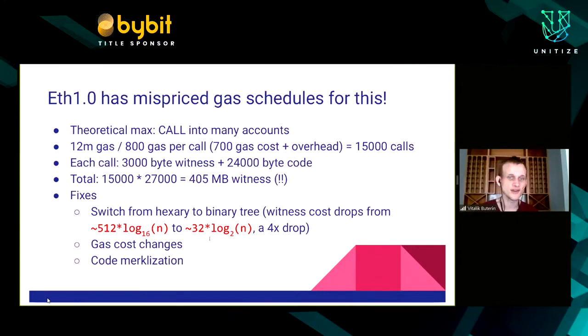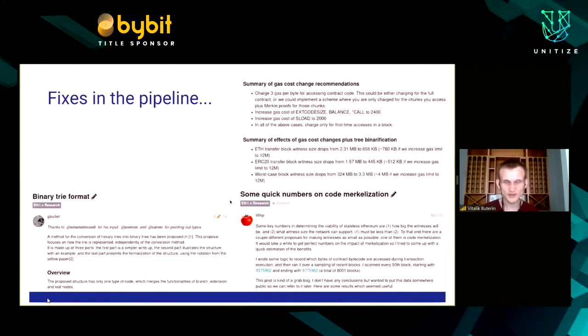So there's a bunch of changes to this. One of the important ones is code Merkleization. So we store the code as a Merkle tree instead of just this big chunk. Changes to gas costs, so that a call needs to be more expensive than 800 gas, and switching from a hexagonal tree to a binary tree. And so we can get to a situation where the worst case witness size is going to be a couple of megabytes.